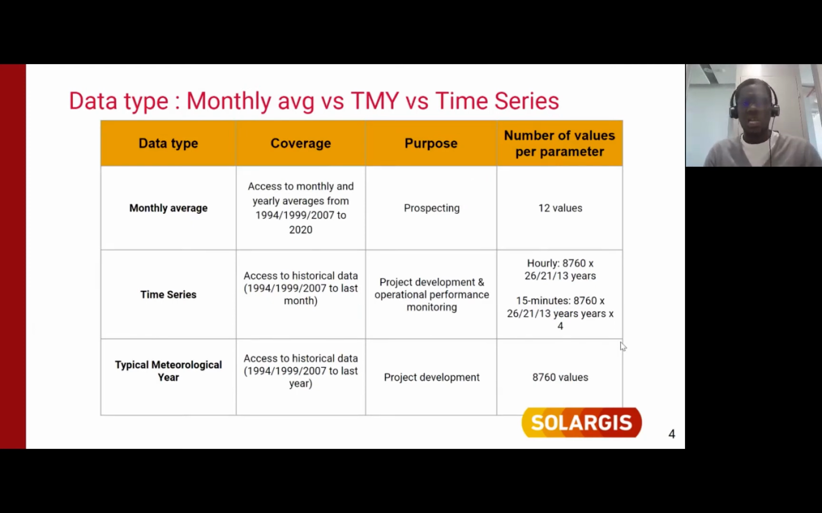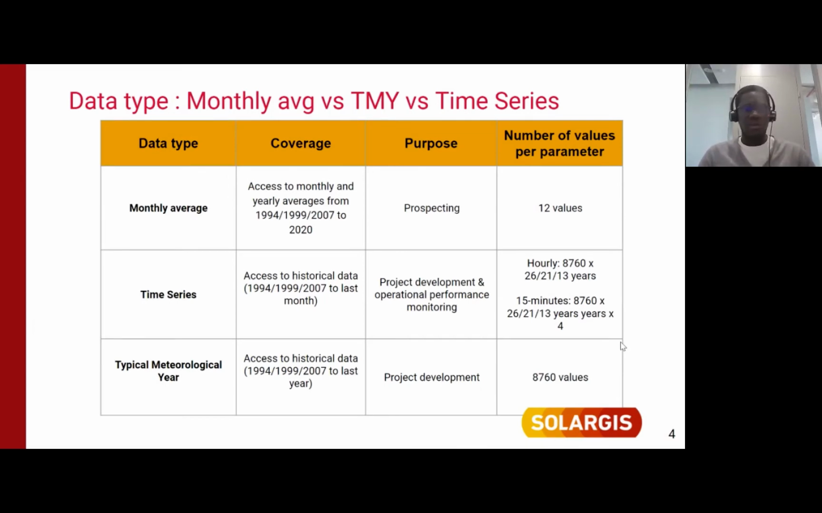In this slide, we would like to introduce the differences between monthly averages, TMY and time series. When we talk about monthly averages, we are talking about using this data for due diligence and pre-feasibility studies, in order to find the best location to install the PV system. In the case of Prospect, it allows you to access monthly data and yearly averages from 1994, depending on the region, up to 2020. These are 12 monthly data points.